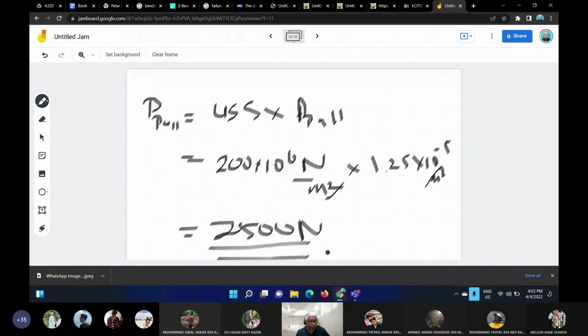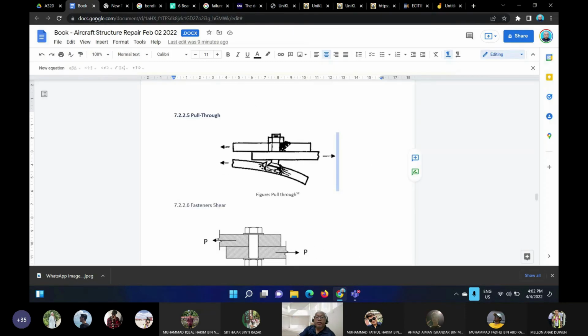Unless the design is very poor, you may get into the situation where the rivet experiences bending and the bending translates into axial force, which tries to fail the joint by pulling through the skin. Any questions? No? No, I can continue.